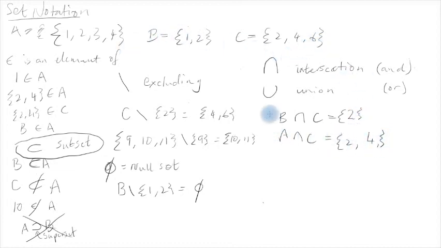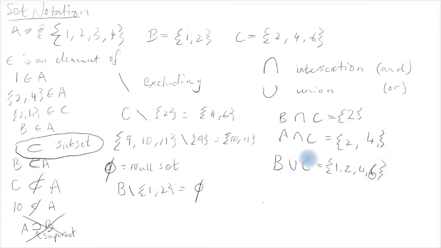Okay, now on to union. Union means "or", so it basically means what's in one or the other. If we have B union C, we've just got everything that appears in one of them or the other. So 1 appears, and then 2 is in B. We've already got 2. Now 4 is in C, and 6 is in C. So there we go, that's the union.